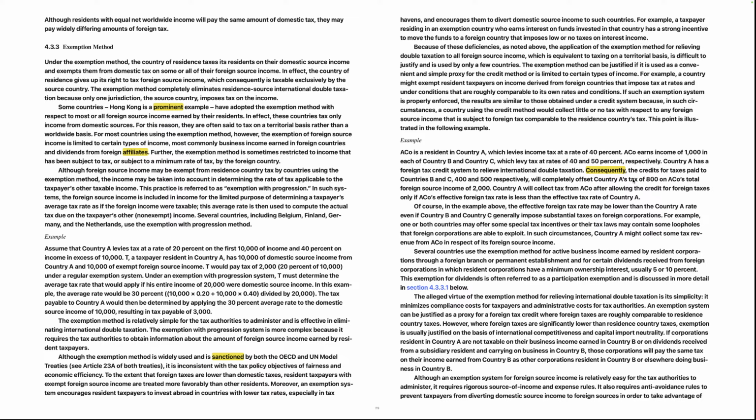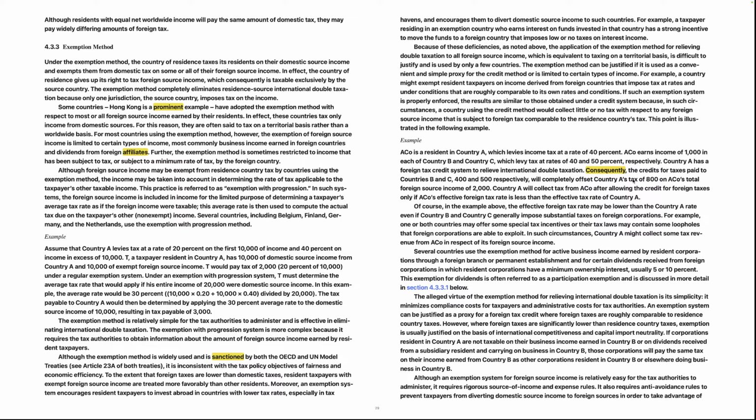Country A will collect tax from ACO after allowing the credit for foreign taxes only if ACO's effective foreign tax rate is less than the effective tax rate of country A.